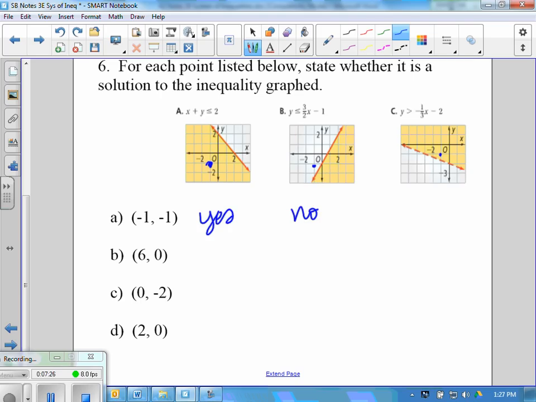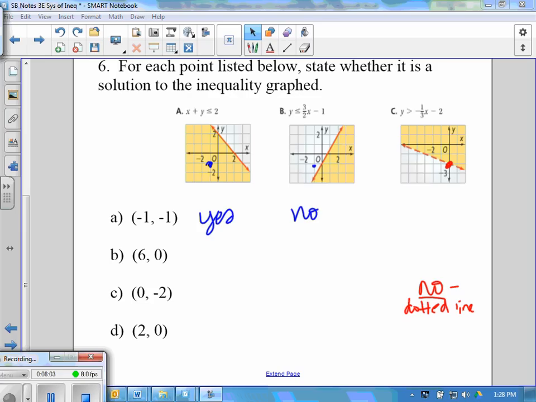On the last graph, decide whether you think -1, -1 is a solution or not. Jump down to C at 0, -2. Let's think about that for a minute. If I look at this last graph at 0, -2, I am right on the line. Normally, that would make it a solution, but if you notice the line is dotted, which means we cannot include points on the line. So this one is going to be a no because you have that dotted line. If it were solid, it would be yes.